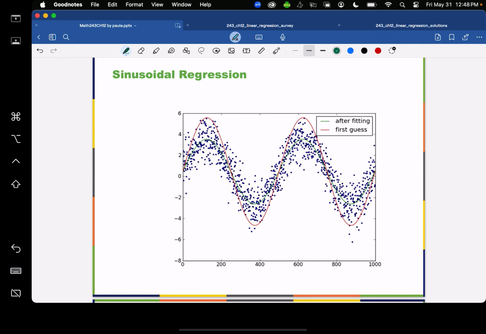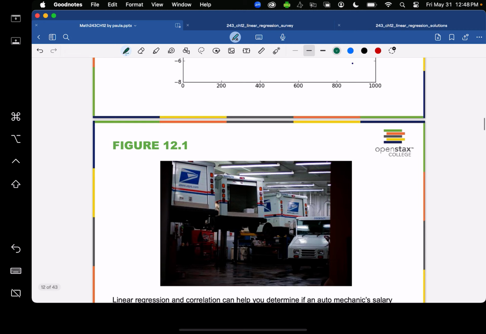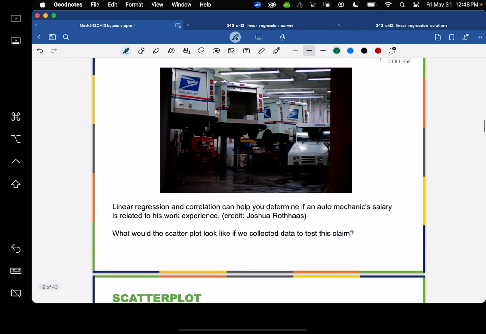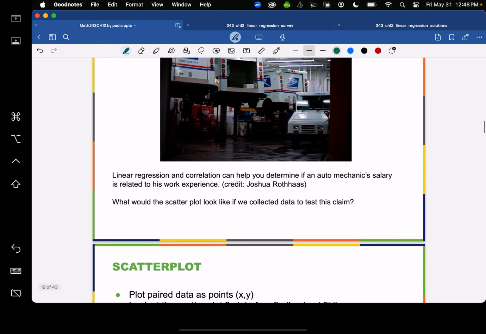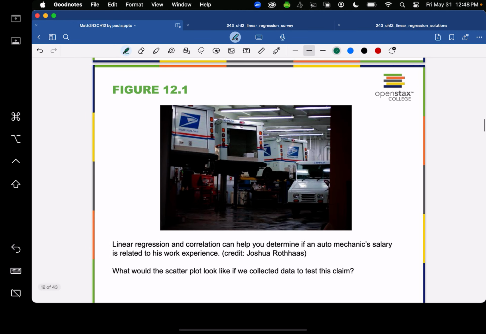Sinusoidal regression. A sin x graph goes like this, and you could have data that goes up and down cyclically. This example was provided with the textbook. It could help you determine if an auto mechanic's salary is related to his work experience.